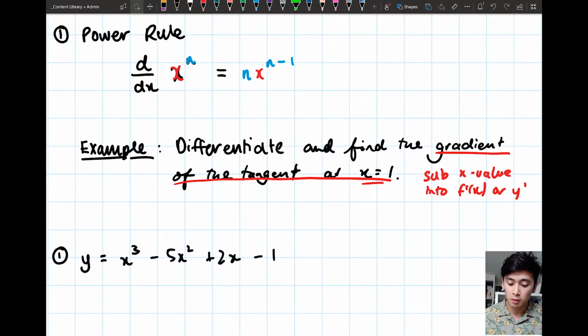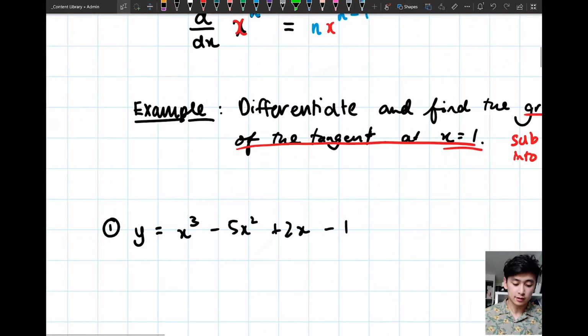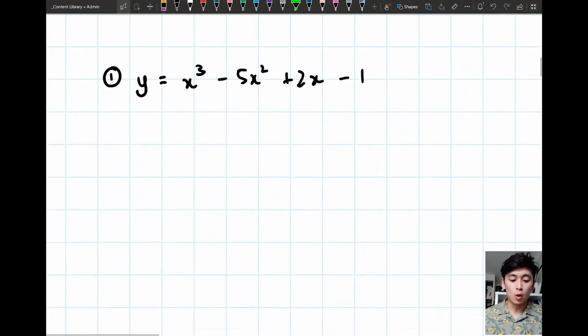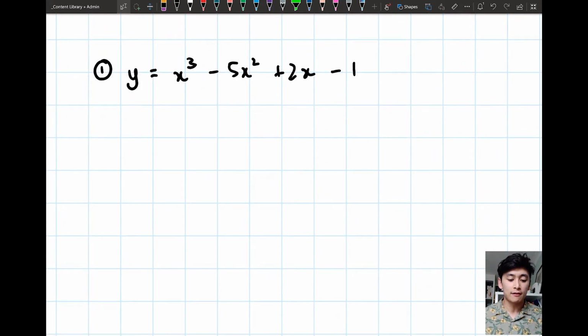So here in particular, we want to be substituting x is equal to 1 into our derivative to find the gradient of the tangent. So let's have a go at this. First one here, y is equal to x cubed minus 5x squared plus 2x minus 1.